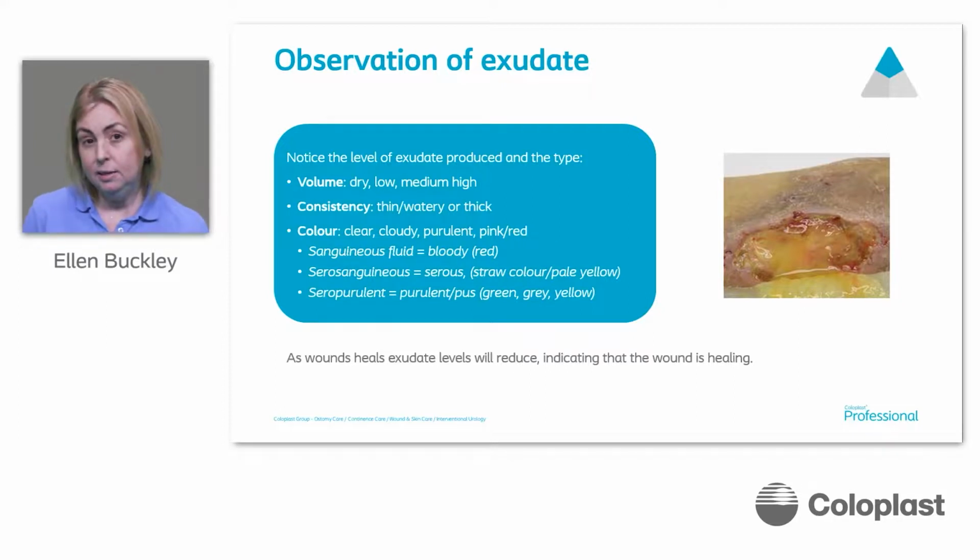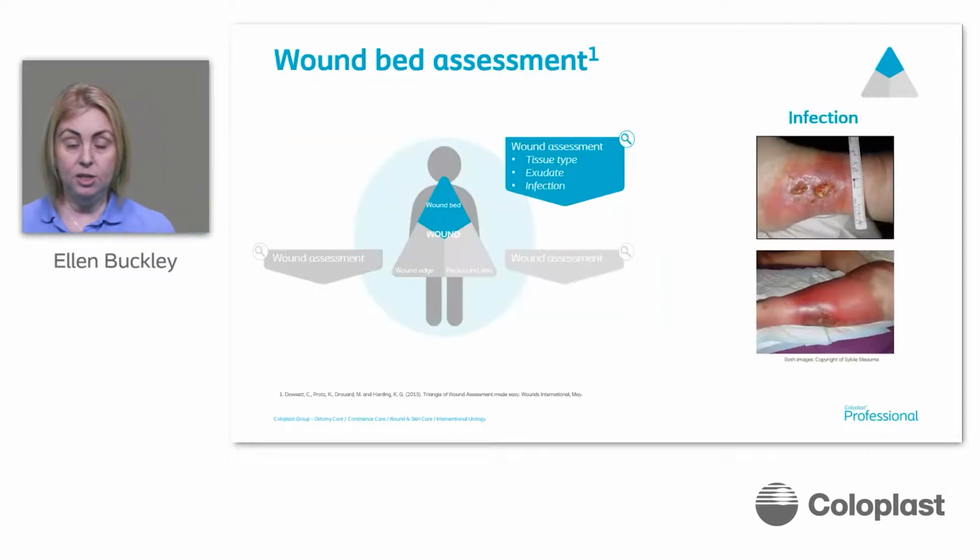The consistency of the exudate can tell you a lot about how a wound is progressing. If it's a very thick and viscous exudate, that might be a sign that there's an infection brewing for that patient. And the colour, if it's a purulent exudate, then again, that might be a sign that there's an infection developing. So lots of information can be gained from exudate.